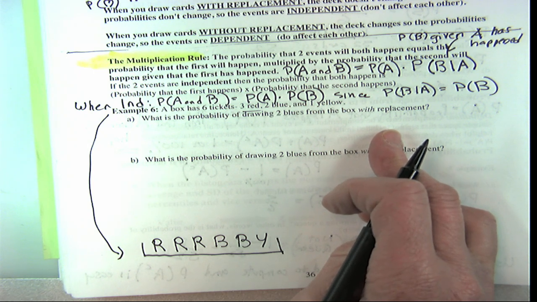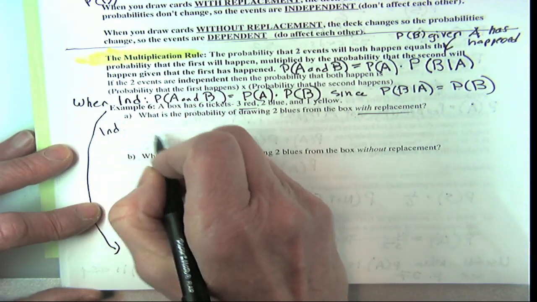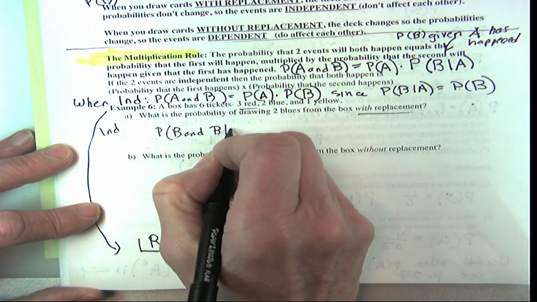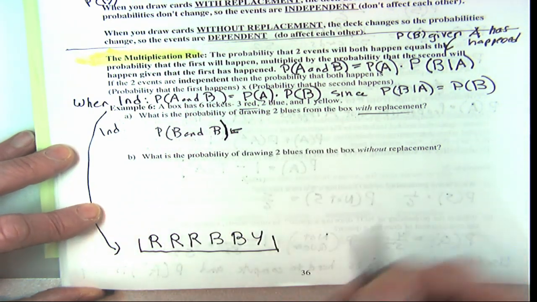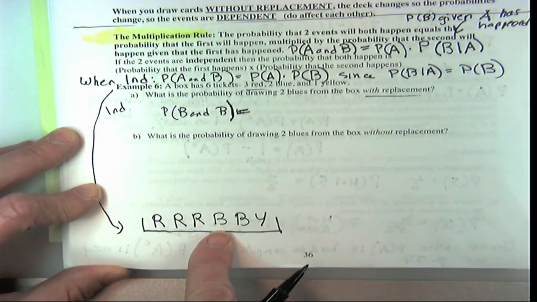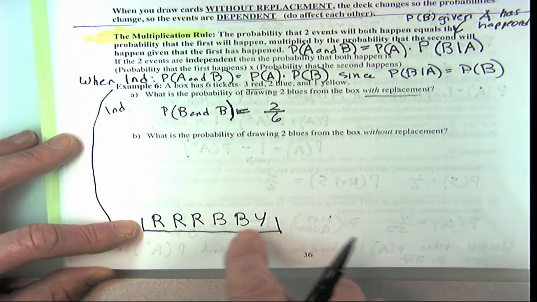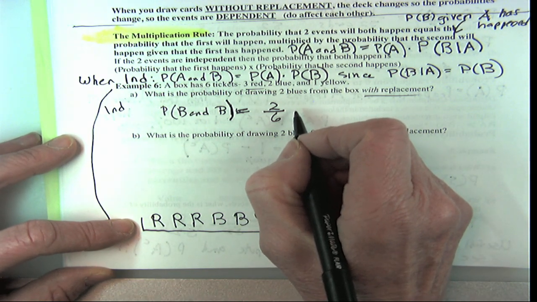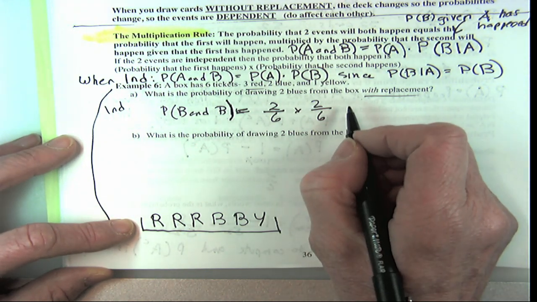Now, with replacement, they're going to be independent, right? So it's just going to be the probability of blue and blue. The probability of blue is just going to be 2 out of 6 tickets. We get a blue, but we put it back, so it doesn't change anything. So it's just 2/6 times 2/6. You can write it as 1/9 if you want, but you don't have to.